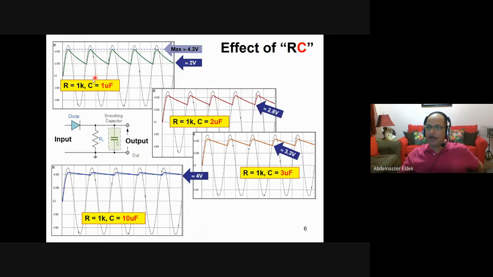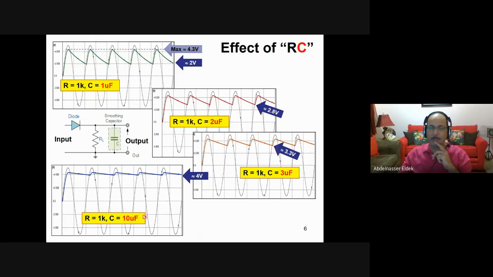When you double the capacitance, you double the time constant, and you can see now that the voltage is changing from 2.8 to 4.3. So now the variation is decreased. When you change the capacitance to 3, the minimum is 3.3 volts, so the variation is from 3.3 to 4.3. Only 1 volt difference now.